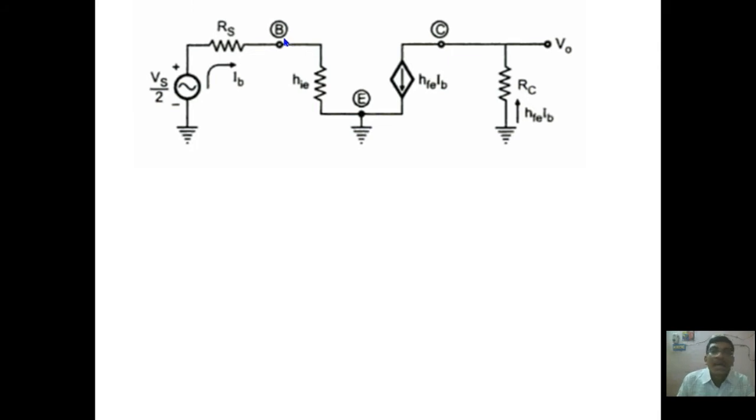We already know that in the H parameter model, or simplified analysis of a transistor, from the base to emitter we have a resistance HIE, which is the input resistance of the transistor. So from the base to emitter we have HIE and the emitter is grounded. And from the collector to emitter, we have a dependent current source which is HFE IB. You can observe here that the direction of the current source is from the collector to the emitter.